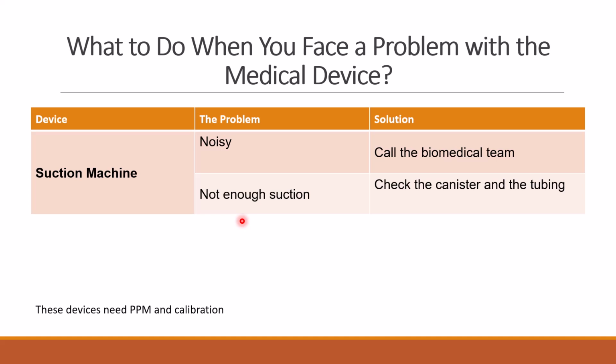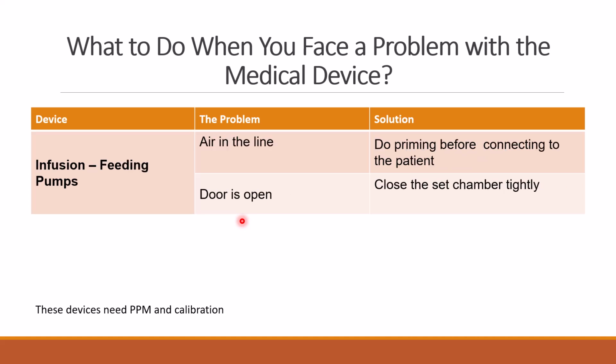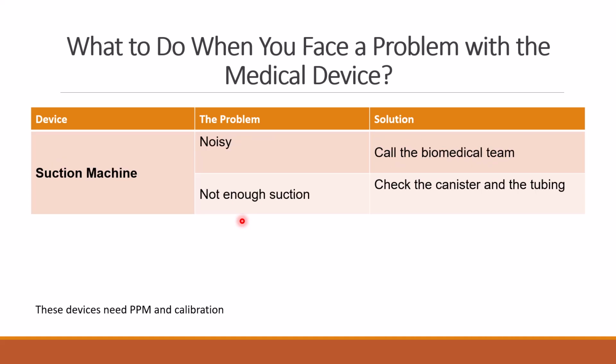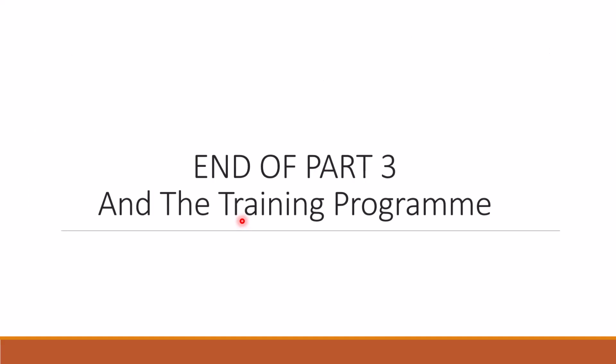Those devices need PPM and calibration: the suction machine, the oxygen concentrator, as we talked here, the infusion and feeding pumps. So during the PPM, the technical team will do preventive maintenance, will do calibration, and if there is any need to change any parts of these devices, they will replace it, and everything will be good.